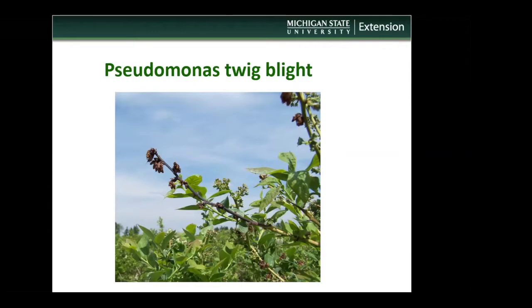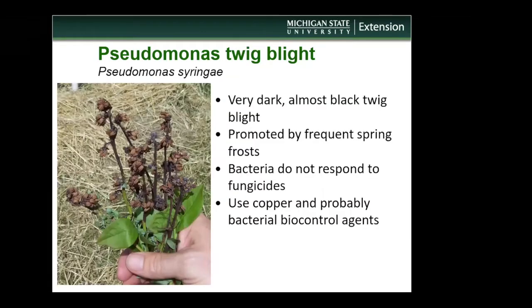I do know that in New England and in New York this has become a problem, but we very seldom see it. Generally the clue is that it's really dark. The twig blight is almost black. In many of the twig blights you can see it's brown, but here the tissues have turned black, not brown. We generally see more Pseudomonas syringae in cherries or in blueberries when we have spring freezes that damage the tissue, and then the bacteria can get into the damaged tissue and begin to grow.